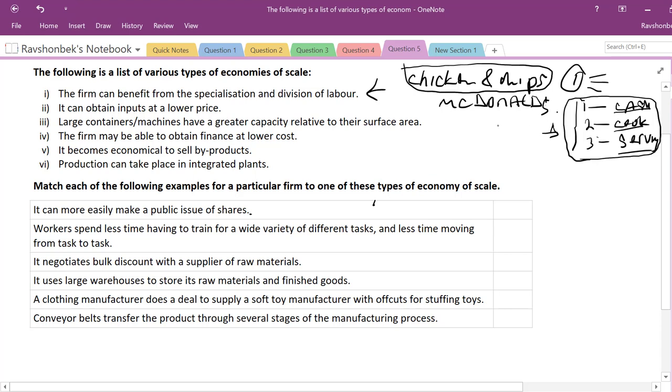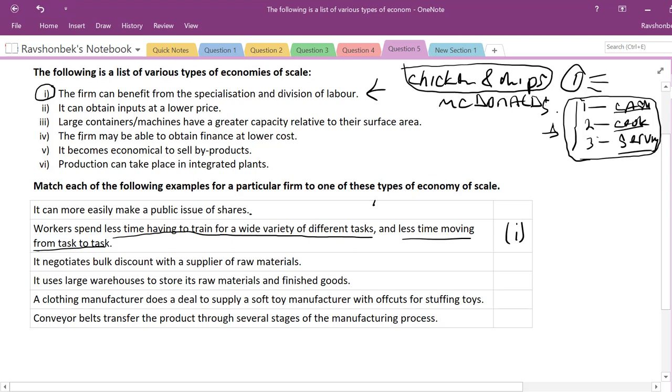And it also increases their efficiency by splitting the labor tasks between different people. So now let's match this I, or number 1, with an example here. So it can more easily make a public issue. Workers spend less time having to train for a wide variety of different tasks, and less time moving from task to task. So this is I. This is exactly the one that we're looking at.